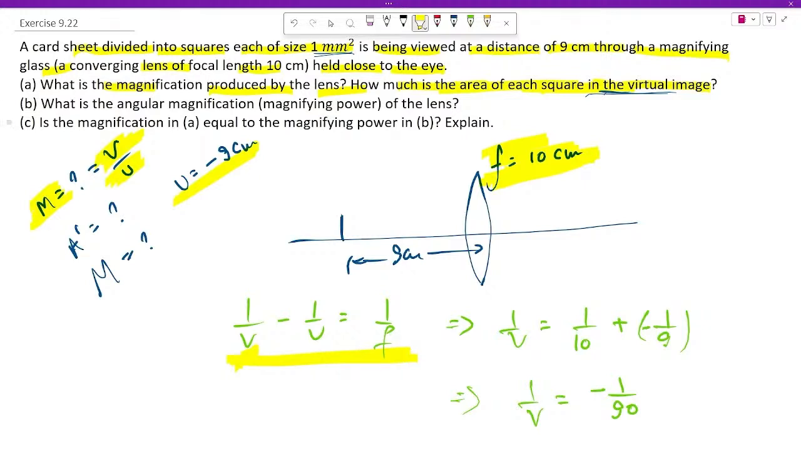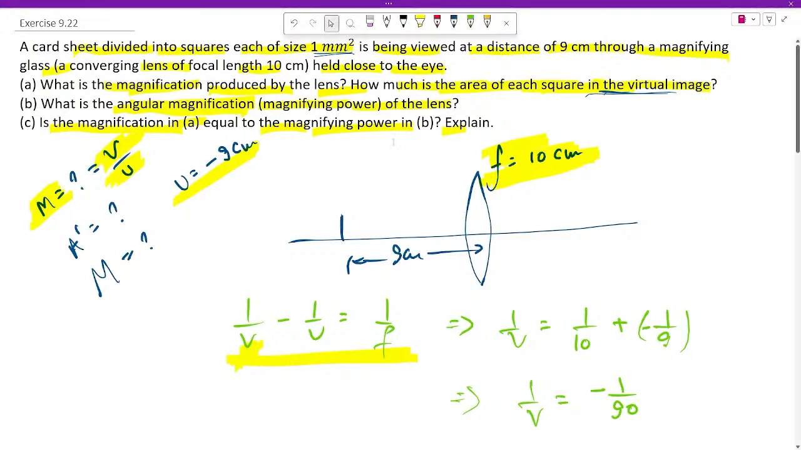Now the second question is saying, what is the angular magnification, the magnifying power of the lens? So we know that the angular magnification and the magnification are different. We have to calculate angular magnification as well. And also the third question is, is the magnification in case (a) equal to the magnifying power or the angular magnification? Explain. So let us proceed with the unknown quantity v, that is the position of image.